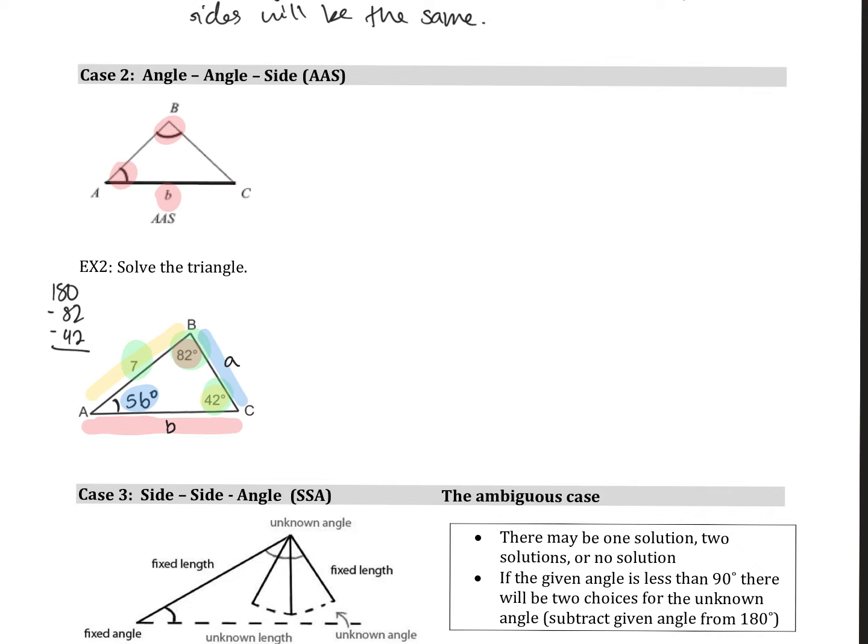This is not a right triangle, so I can't use SOHCAHTOA, which means I'm going to use the law of sines. So let's go ahead and see what I have. I know that sine of 82 degrees divided by b is going to equal sine of 56 degrees divided by a, which will be equal to sine of, the only one left, 42 degrees divided by 7.